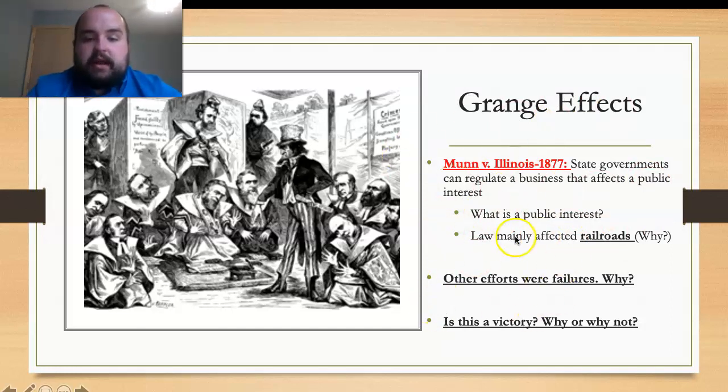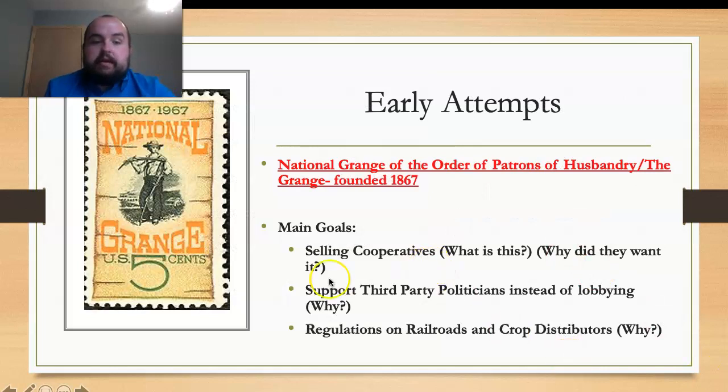Now, however, a lot of their other efforts were failures. Any idea on what some of their failures were, or why they had some of their failures? I went over it pretty quick just now, so you might have missed it. But remember something I said earlier. They supported third-party politicians, but they didn't lobby on their own.